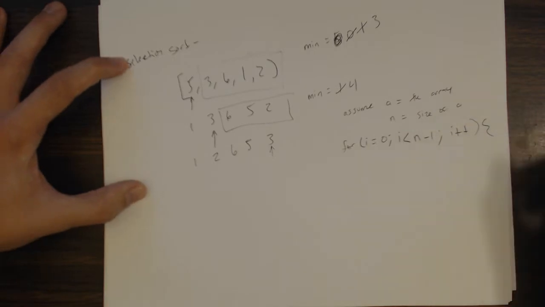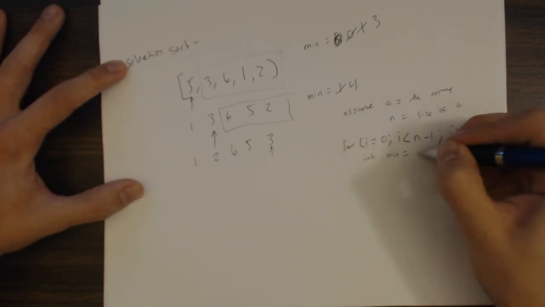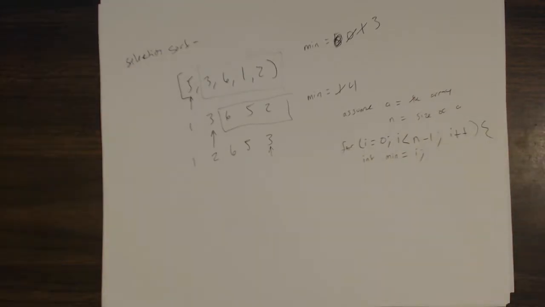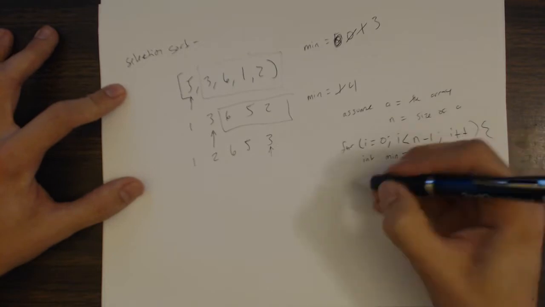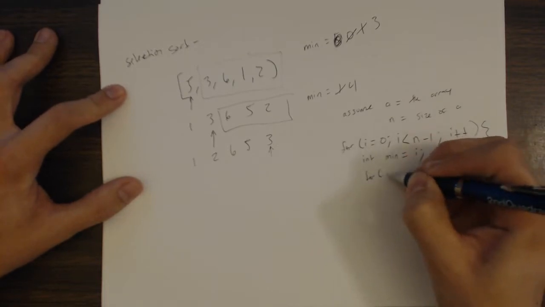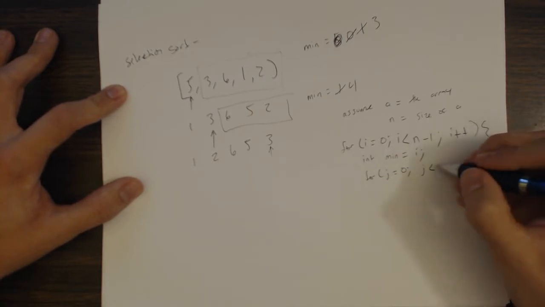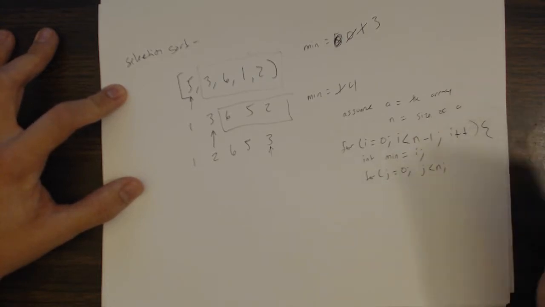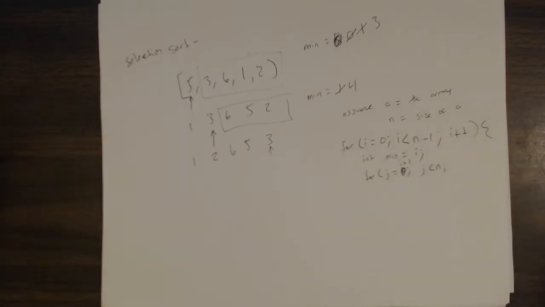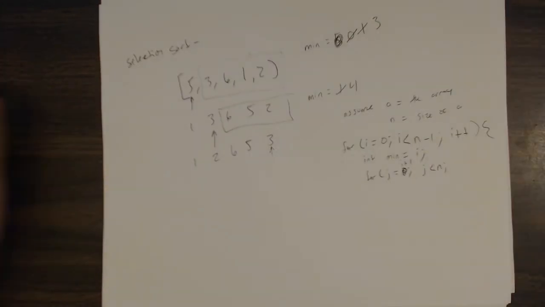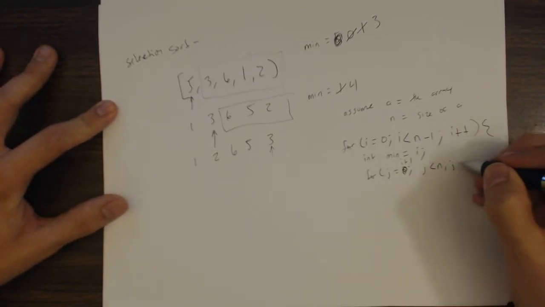So we have this for loop. We set our min to be I, which is the current item we're on. Pretty simple so far, right? Now we go for j equals 0, j less than n, or actually we want j equal to I plus 1, because that way we're not backtracking over any of this. J less than n, and then j plus plus.